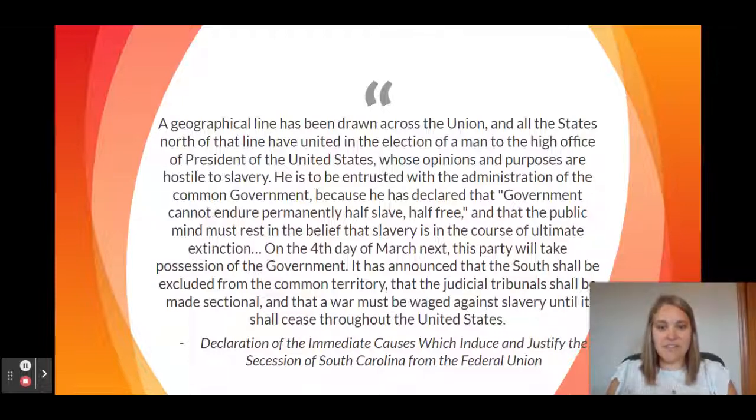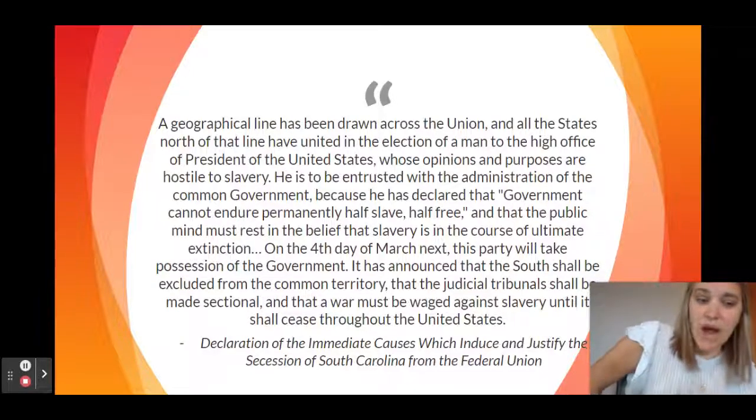On the 4th of March next, this party will take possession of the government. It has announced that the South shall be excluded from the common territory, and that the judicial tribunals shall be made sectional, and that a war must be waged against slavery until it shall cease throughout the United States.